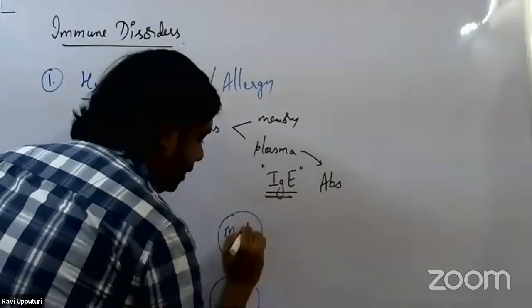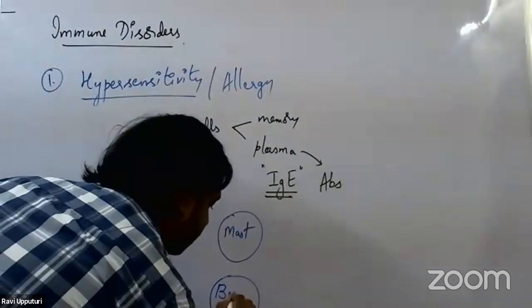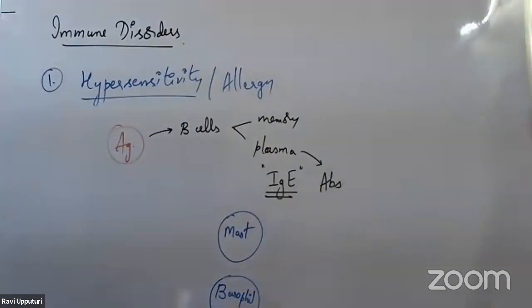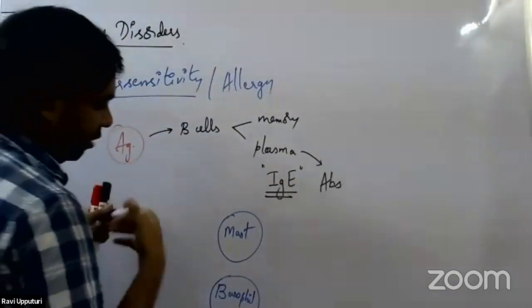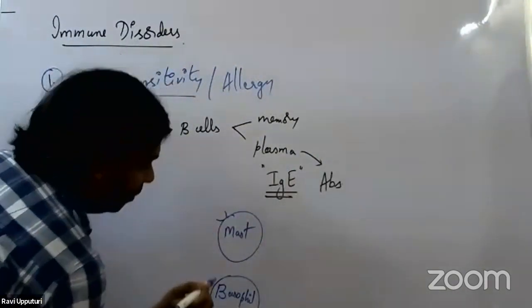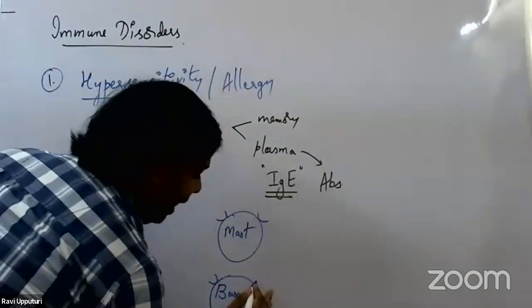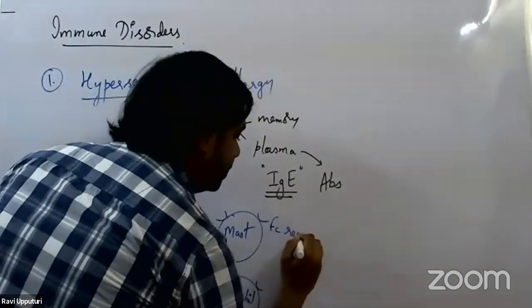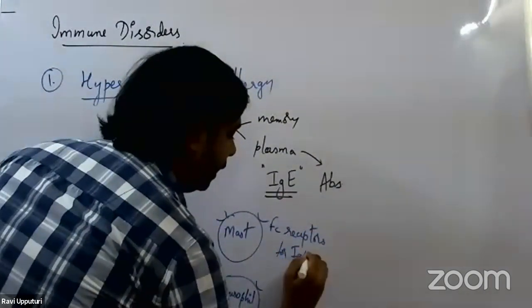One is called the mast cells, the other one is the basophils. They would go and get deposited in these two types of cells. Now these mast cells and basophils have receptors on their surface. These receptors are usually considered as Fc receptors, so they have Fc receptors for the IgE class of antibody.